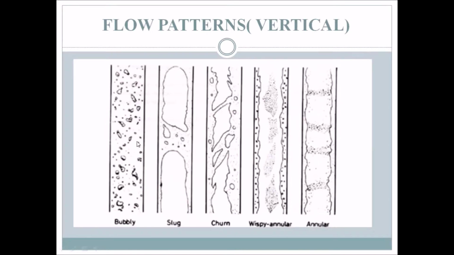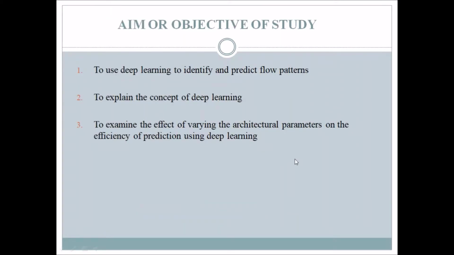Now this flow pattern depends on the superficial velocity of the gas and the liquid. So let's say the gas is having more velocity, you can have any one of these. Unlike when the velocity of the gas is lesser, you can have the other one. So we're going to study how the superficial velocity of the gas affects the classification of these flow patterns, and we're going to be doing it using deep learning. So that is actually the essence of our study.